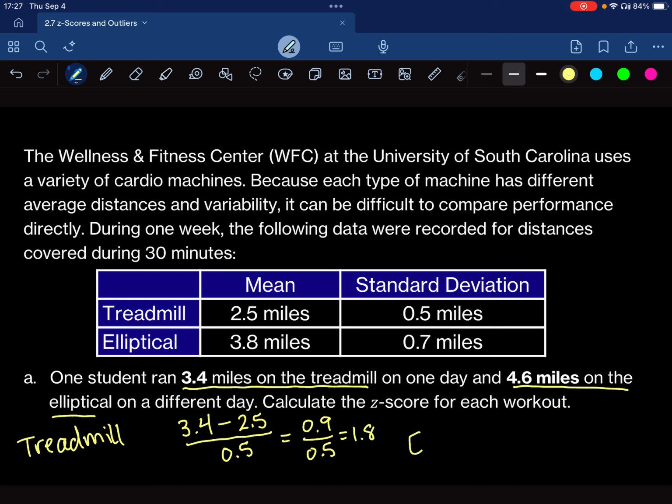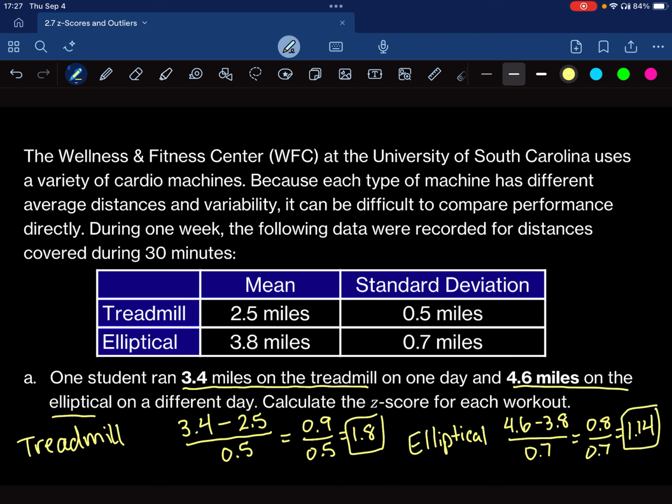Then we'll do the elliptical, and we're going to do the same thing. So we're going to look at the data, which is 4.6 miles, minus the average, which in this case is 3.8, divided by the standard deviation, which for the elliptical is 0.7. 4.6 minus 3.8 gives me 0.8, and we're going to divide that by 0.7, which gives me about 1.14. I'm going to round to 2 decimal places. It keeps going after that, but 1.14 is what we'll do. So there's the z-score for the treadmill and the z-score for the elliptical.